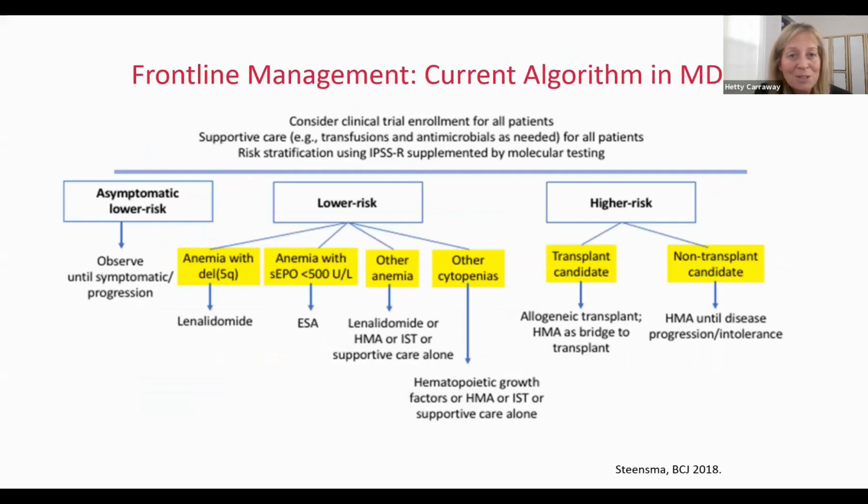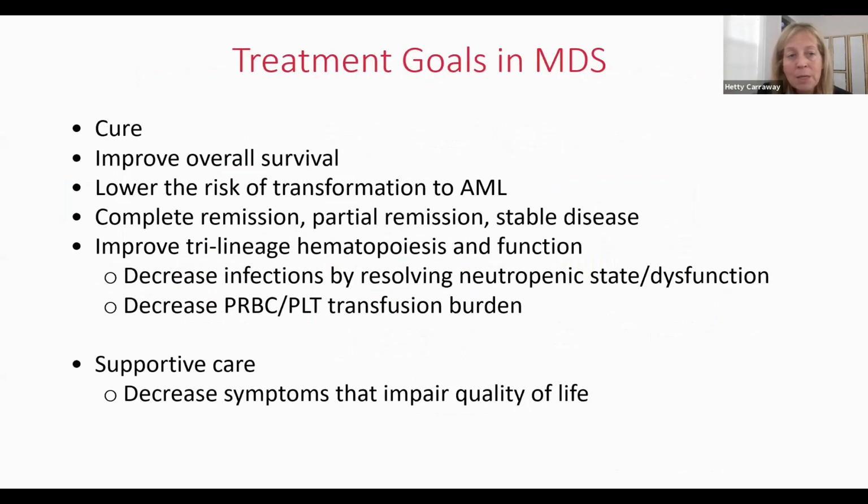So I'm going to transition now to some of the algorithms that we use and the treatments that we use for patients with lower risk versus higher risk MDS. Most of our patients with lower risk MDS have issues with anemia, but really our treatment goals in patients with MDS are to cure the disease, to improve overall survival, to lower the risk of transformation to AML, to pursue goals of complete remission, partial remission, or stabilization of disease. And finally, to improve trilineage hematopoiesis and function, to decrease infections, and to decrease transfusion support. And finally, we often want to decrease symptoms that impair quality of life.